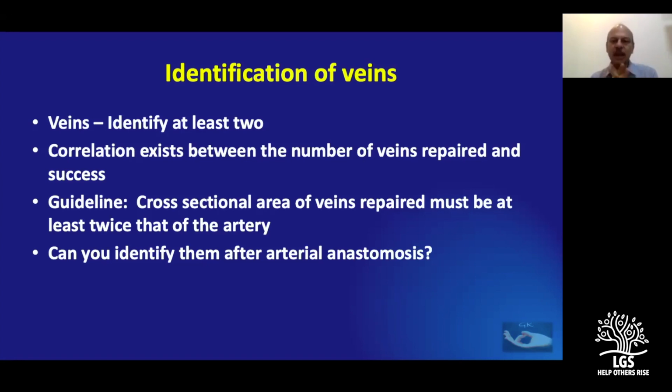These veins must be identified. Correlation exists between the number of veins repaired and the success. A general guideline is the cross-section of the veins repaired must be at least twice that of the artery that has been repaired. So this we need to identify.